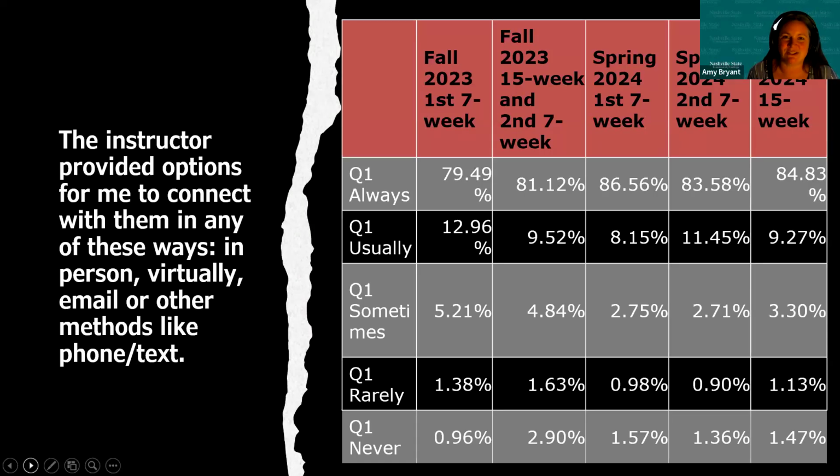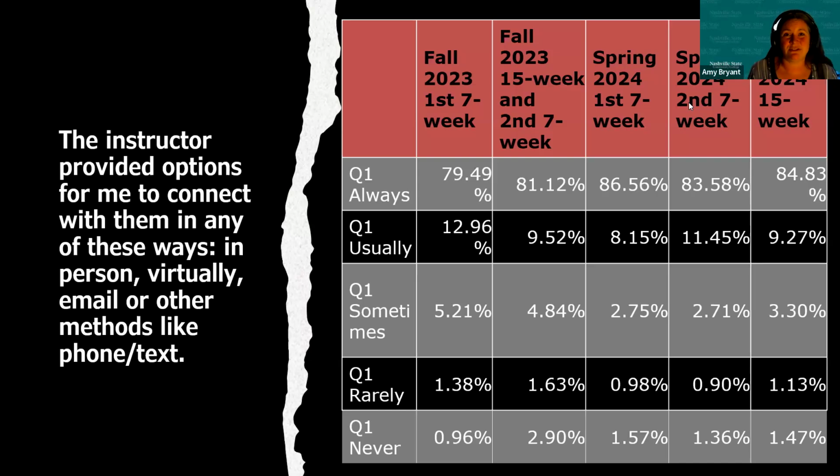Now, as we go through the slideshow, our first column is always going to be first 7 week for fall 2023. Second column is fall 2023, 15 week and 7 week combined. And then based on your feedback, how lovely, we have spring first 7, spring second 7, and then the spring 15 week. As you look across, you will see always is strong. Always is very, very strong. It's also really nice to notice in every single one of these columns, rarely and never don't make up 5%.